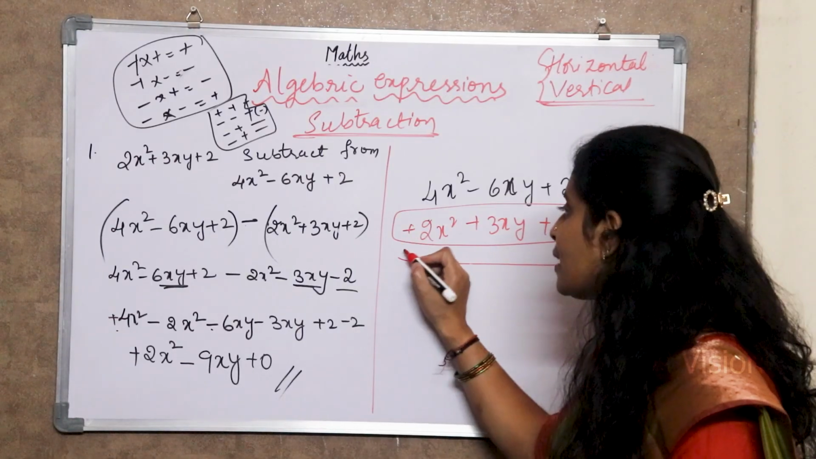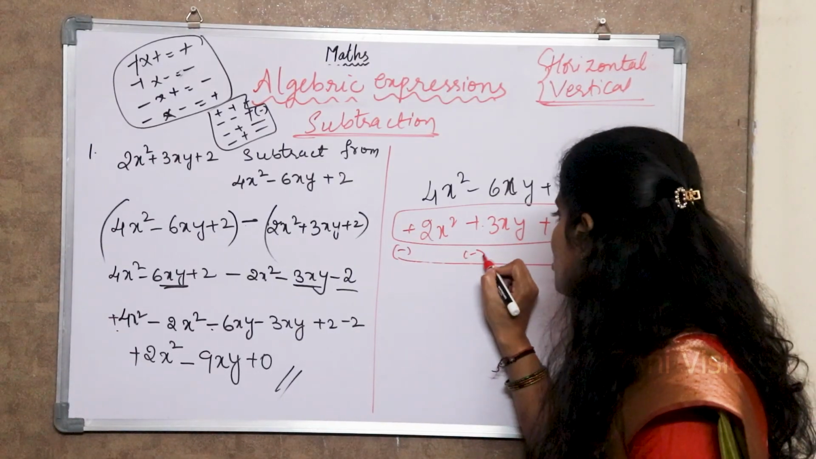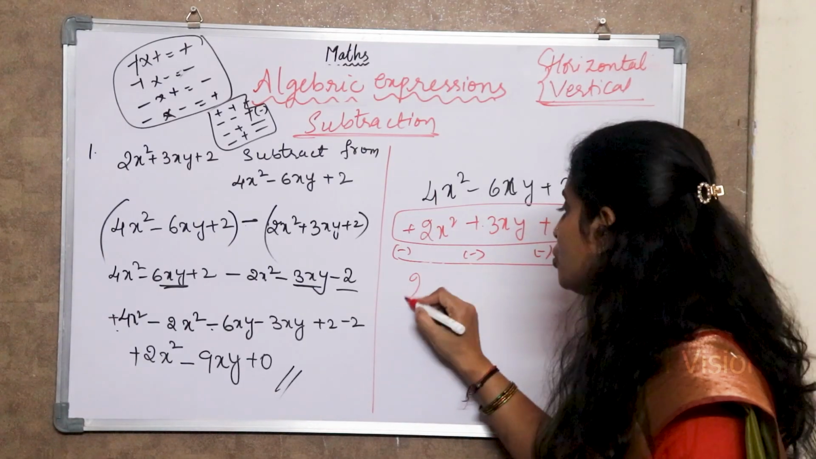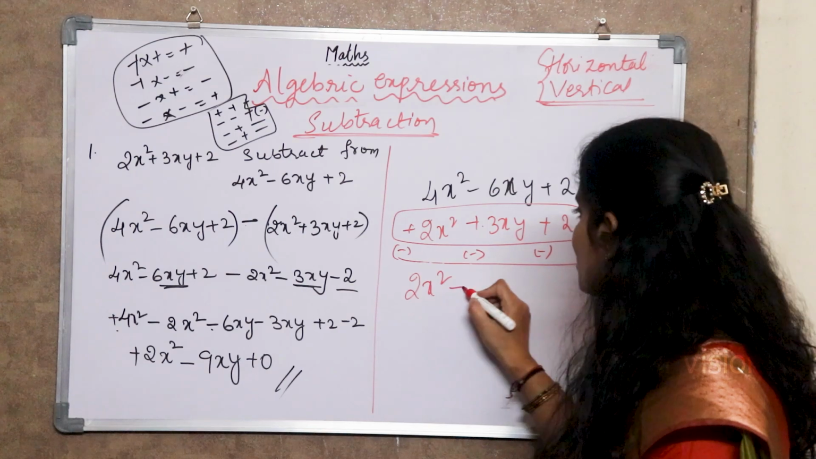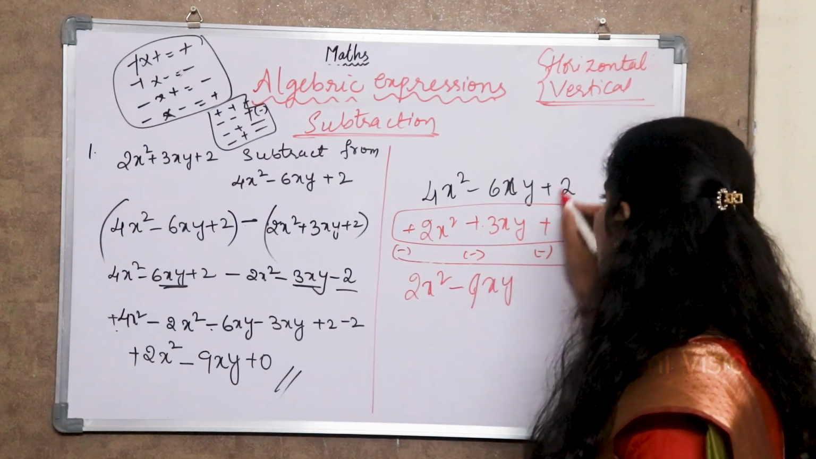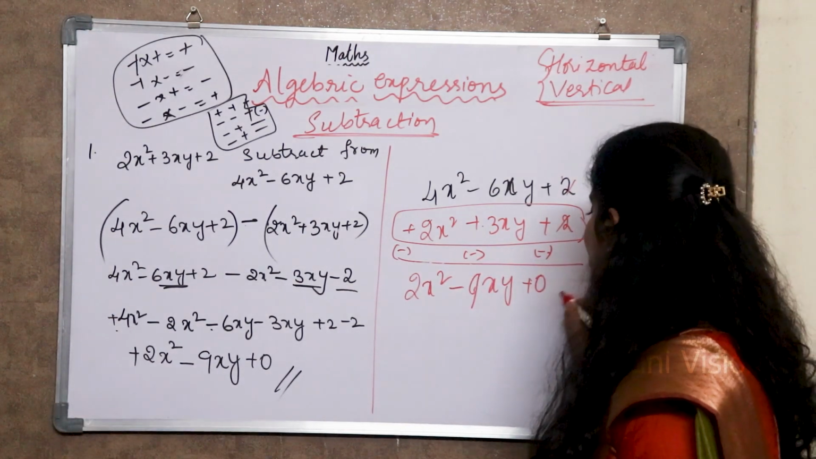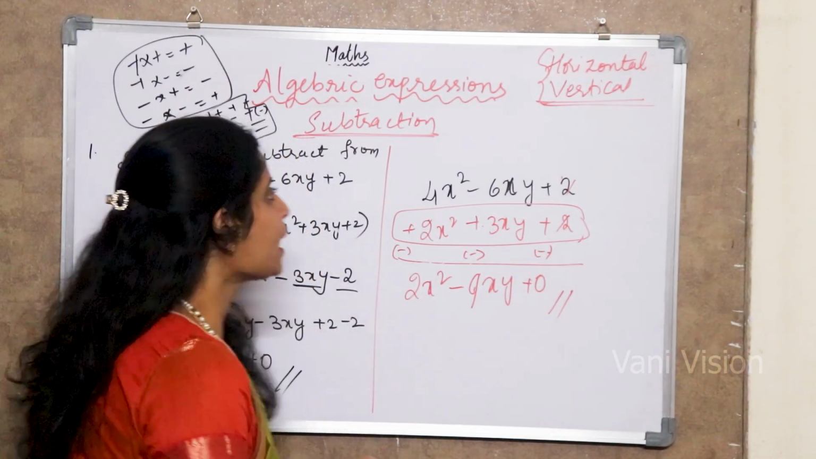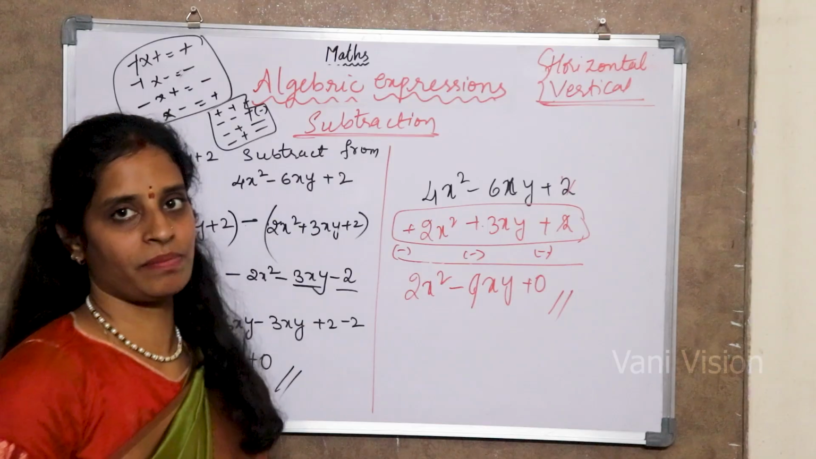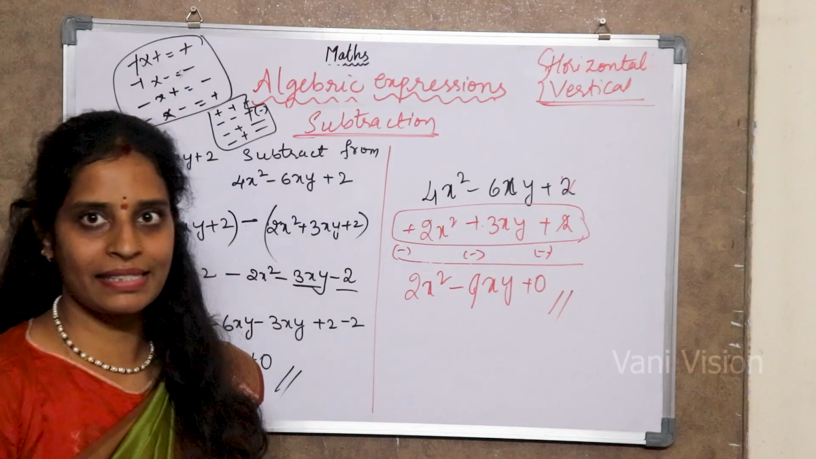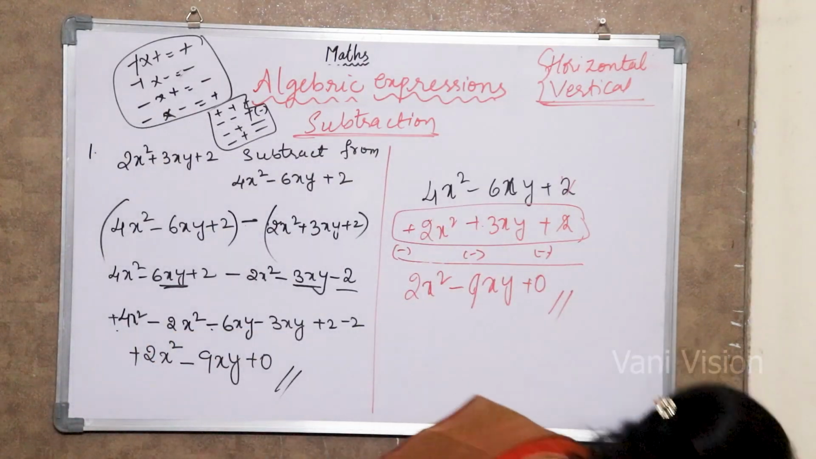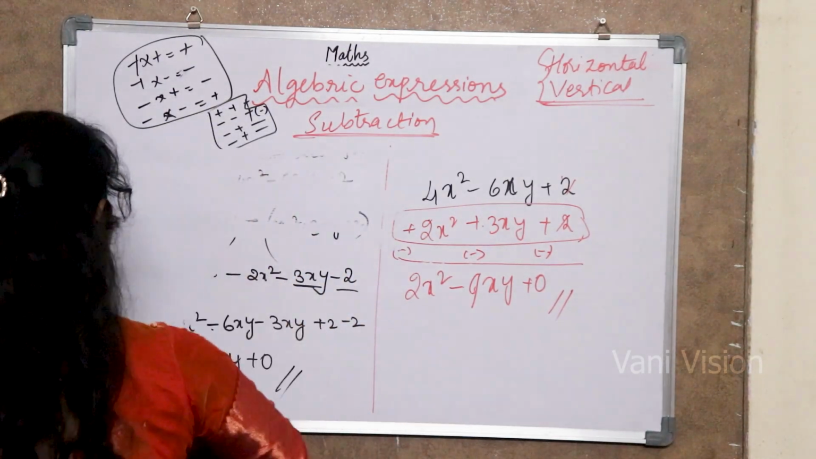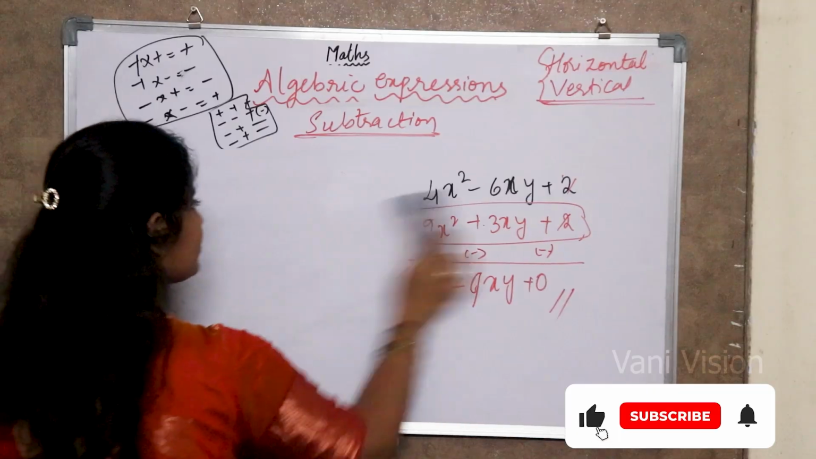If it is plus, it becomes minus. Plus, minus. Okay? 4 minus 2, 2x square. Minus minus minus 9xy. 1 plus 1 minus gets 0. So in this way, we are going to solve our subtraction algebraic problems. So one more example we'll see. This is our first example, right? The second example of how to subtract.